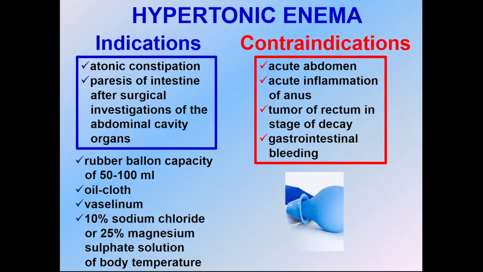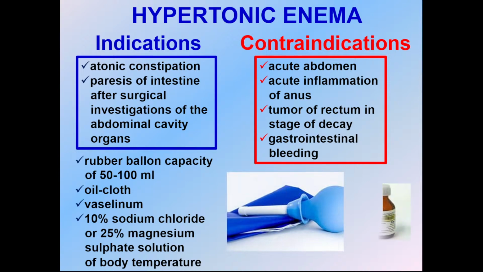We'll prepare a rubber balloon of small capacity, 50-100 milliliters is enough, an oilcloth with linum, and a 10 or 25% solution. It may be 10% sodium chloride or 25% magnesium sulfate. Magnesium sulfate, which is introduced with the enema, is a stimulating agent for intestine peristalsis.